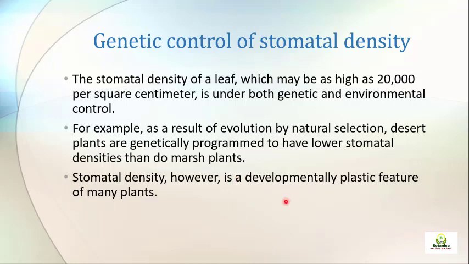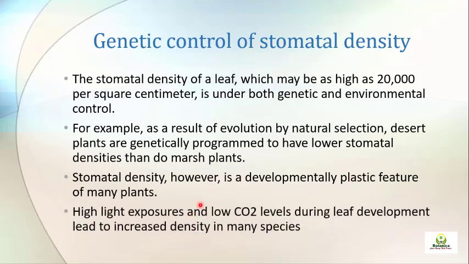So it is controlled by the genome, but it can be modified. That's why we call it a developmentally plastic feature: it can be changed according to the situation. High light exposure and low CO2 levels during leaf development lead to increased density in many species. This is the environmental control, we can say that.